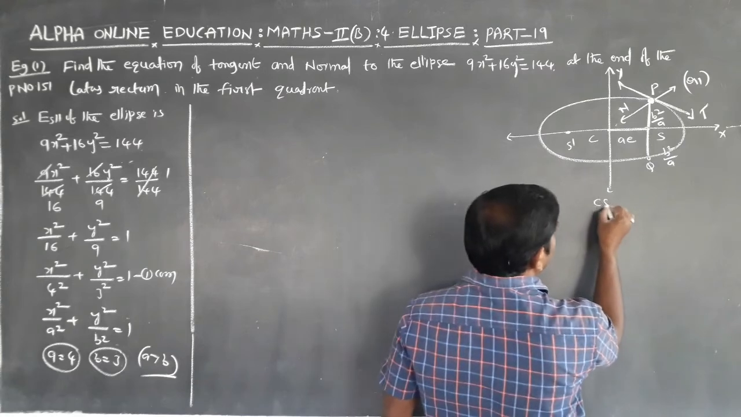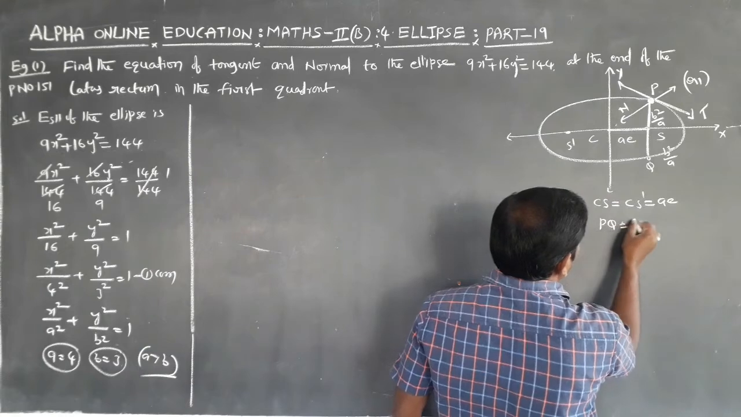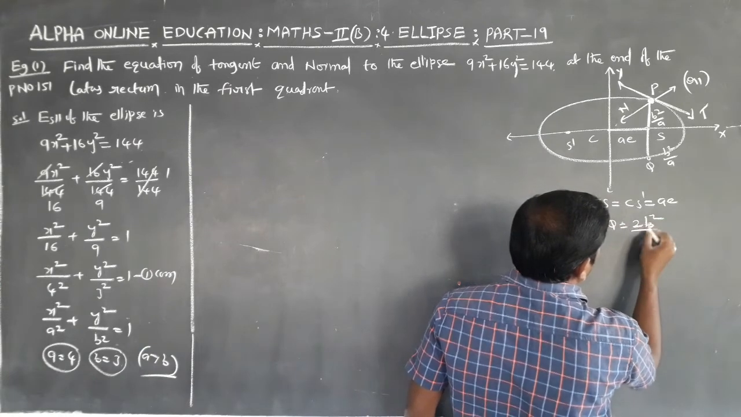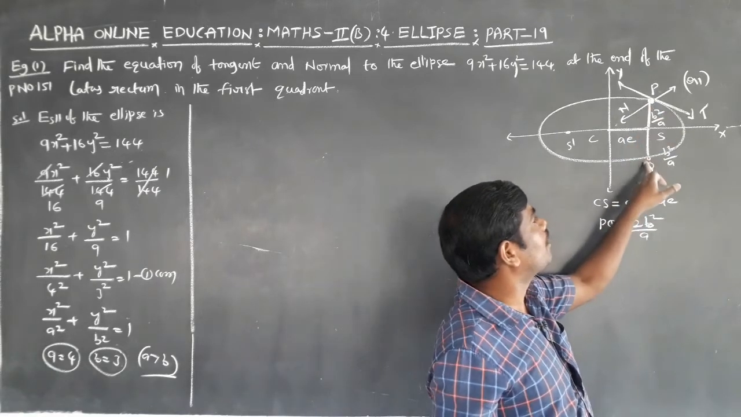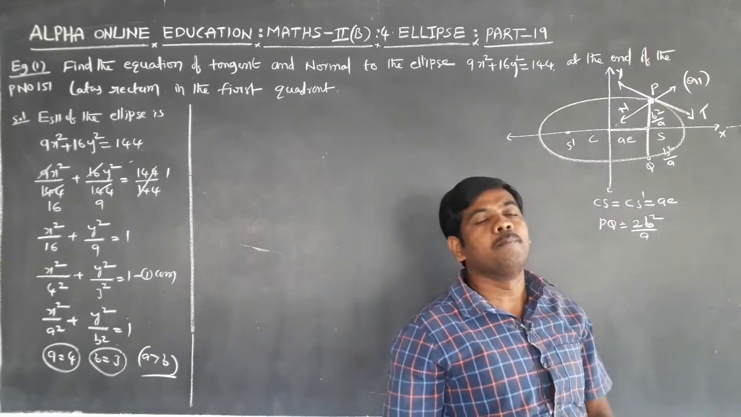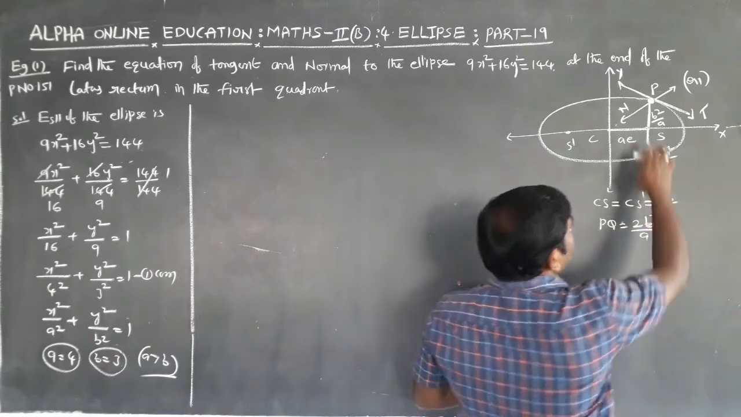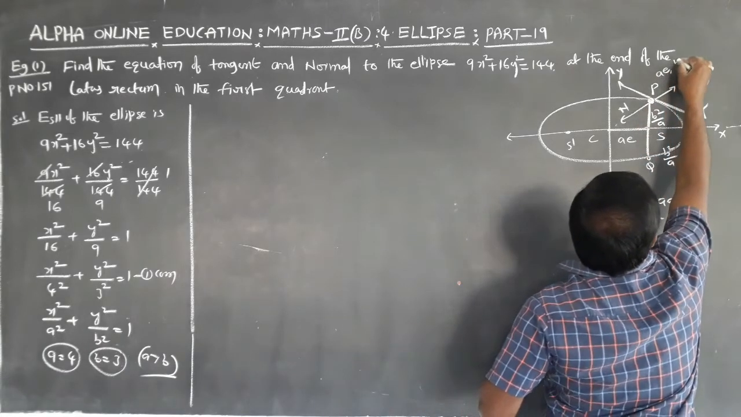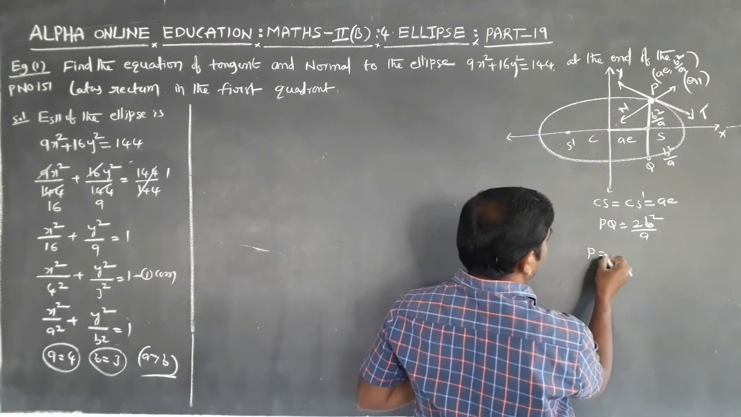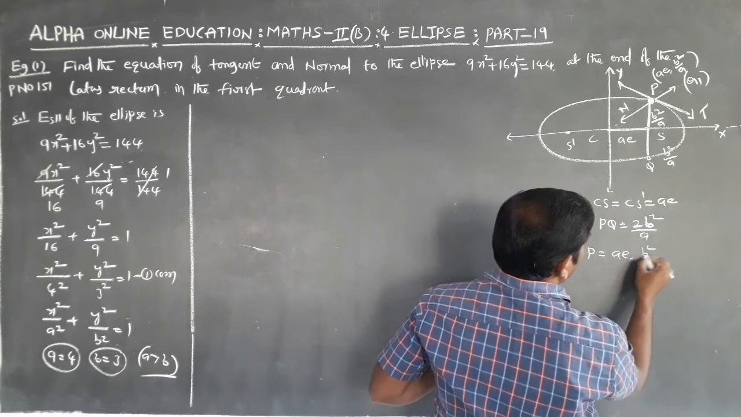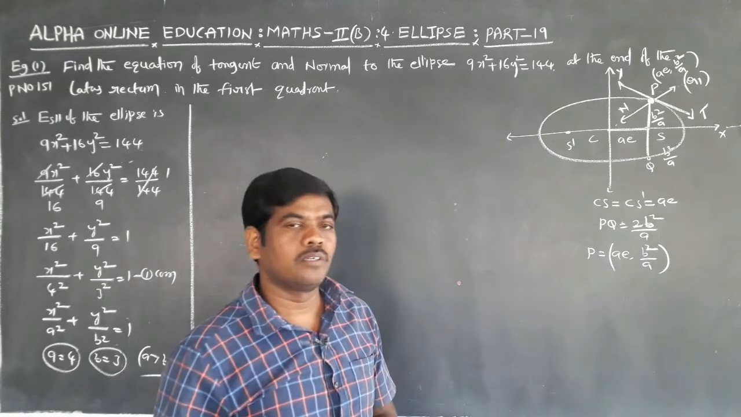Here CS equal to CS dash equal to AE. Length of the latus rectum PQ equal to 2b square by a, which means SP is equal to b square by a. So point P is AE comma b square by a. P is equal to AE comma b square by a. So first of all we find the point.